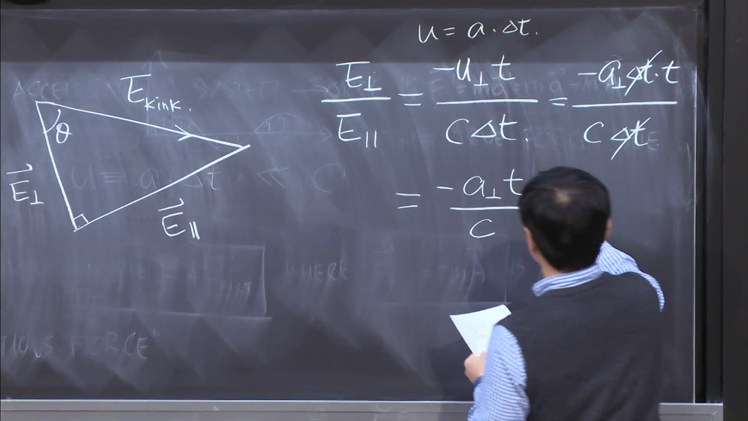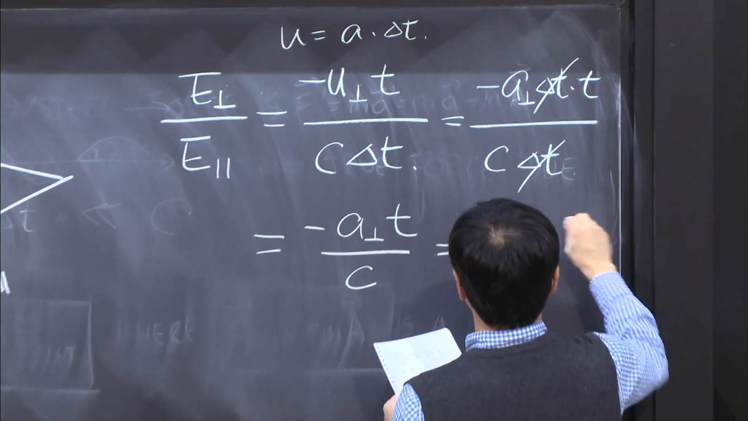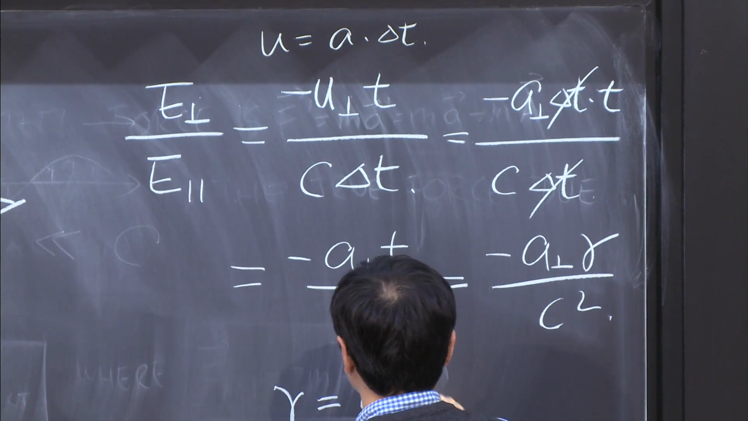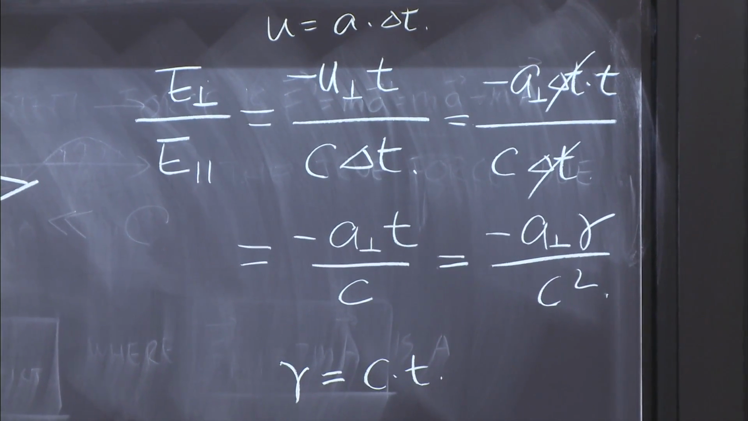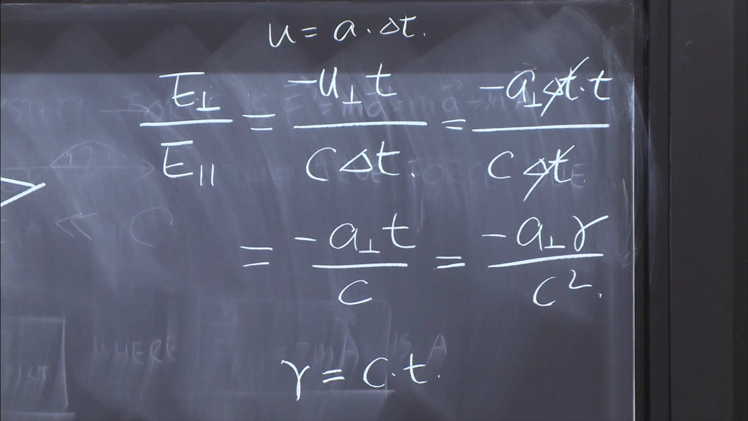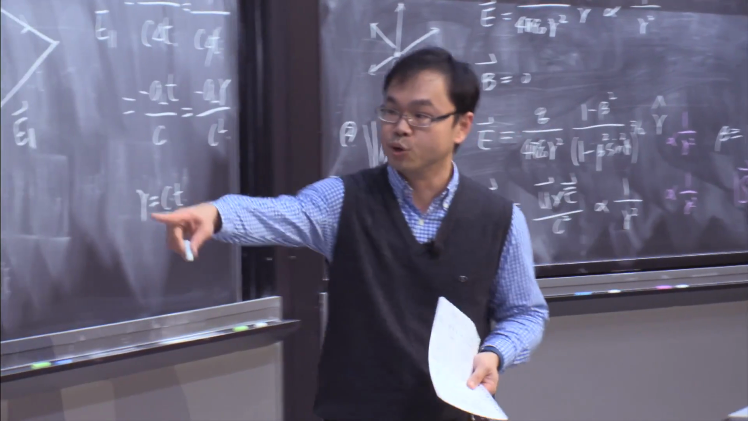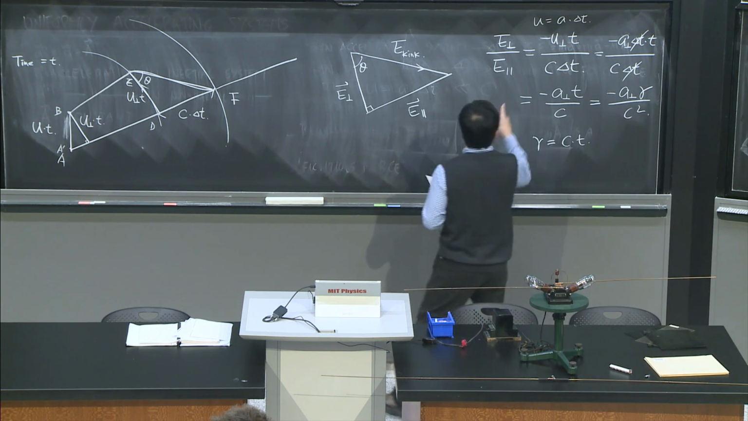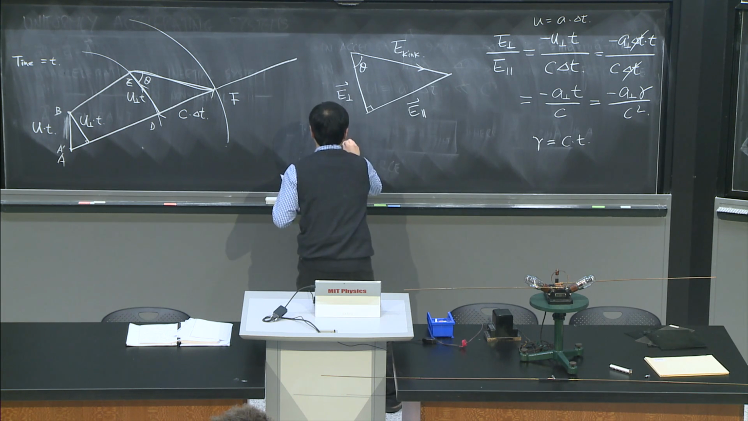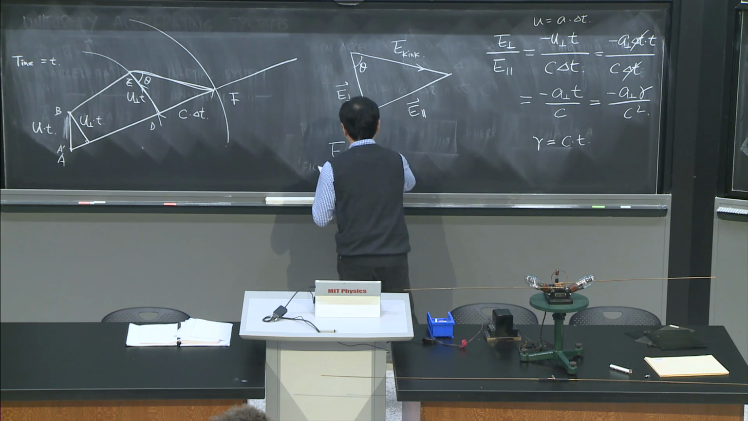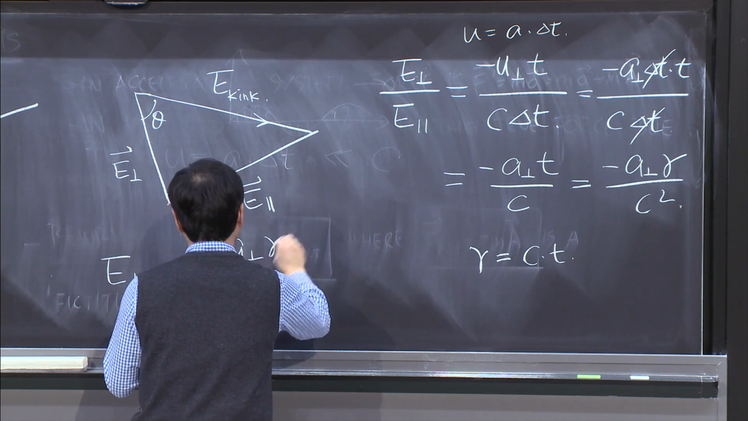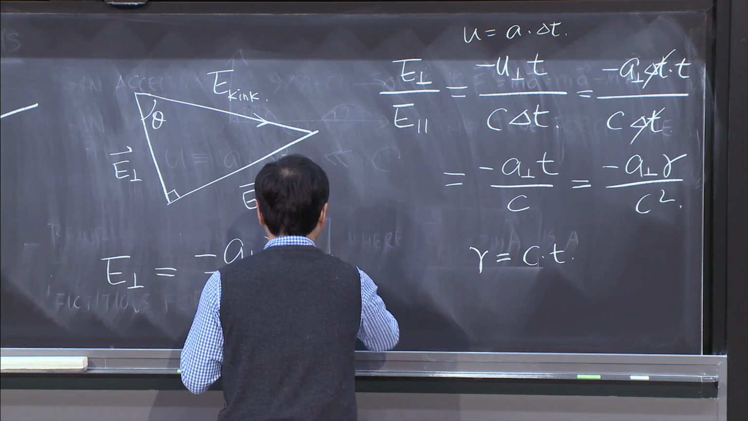And that is equal to minus a perp r divided by c squared, where r is just c times t, right? Okay, r is the distance between the position where you are evaluating this field and the origin, which is a. So you can now conclude that, based on this geometrical argument, E perp is highly related to E parallel. E perp is equal to minus a perp r divided by c squared times E parallel.